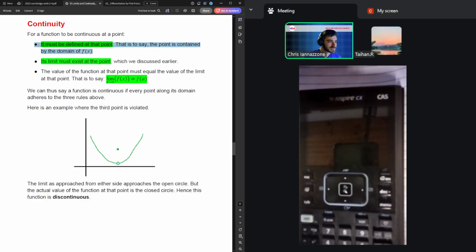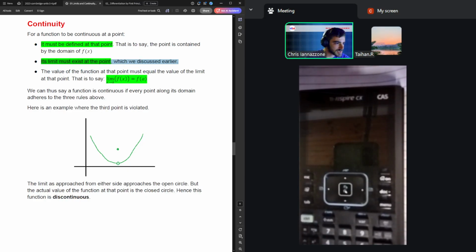The first one's the easiest. It's got to actually be defined at that spot. When your function has a specific domain, it's not defined anywhere outside of that domain, so it's not going to be continuous outside of that domain. Should be fairly obvious, like in this picture here. There's no function to the right or left of this, so it's not going to be continuous there.